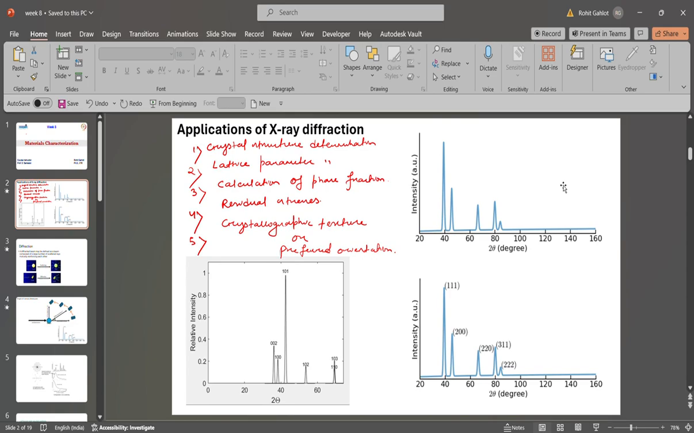Before starting, firstly, the major applications of XRD can be classified into five things. First one is the crystal structure determination. Second is the lattice parameter determination. Third one is the calculation of the phase fraction. Fourth one is the residual stresses. Fifth one is the crystallographic texture or preferred orientation. So these five applications are majorly used for XRD, and here the XRDs of some specimens are also presented. There are different XRDs.